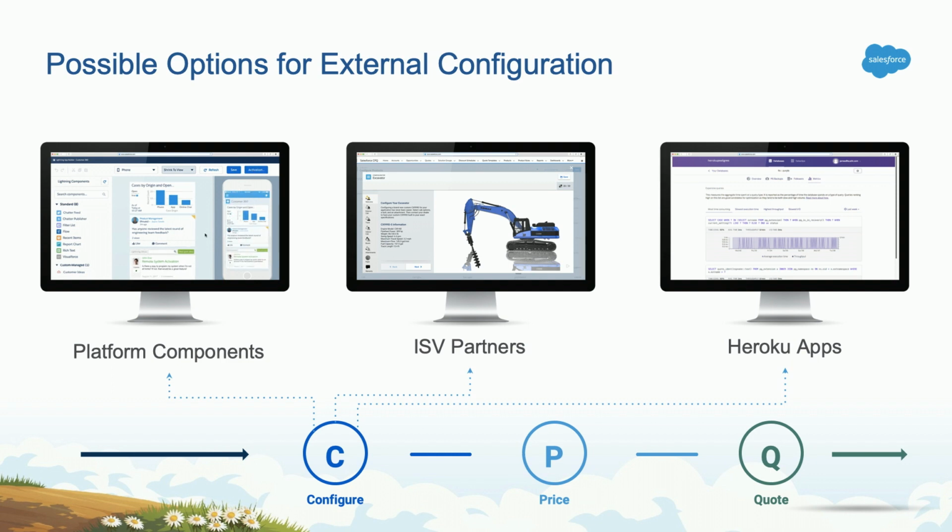The other alternative is that you can develop your own configurator. You can use the platform components like Visualforce pages, Lightning components, Aura, Lightning web components, and develop your own configurator to address your own specific needs on top of Salesforce CPQ. And to that extent, you can also use Heroku in order to create your own, again, configurator with all the flexibility that the Heroku platform can offer.